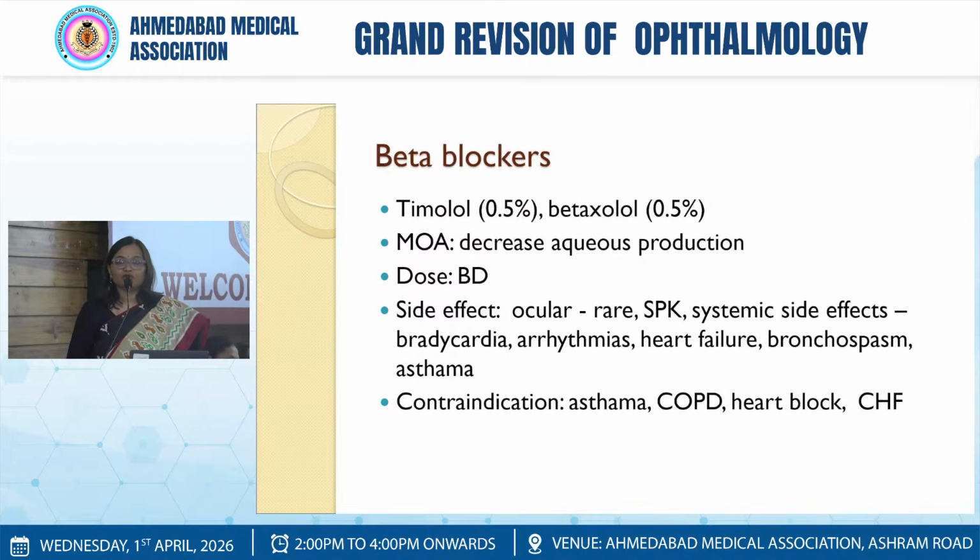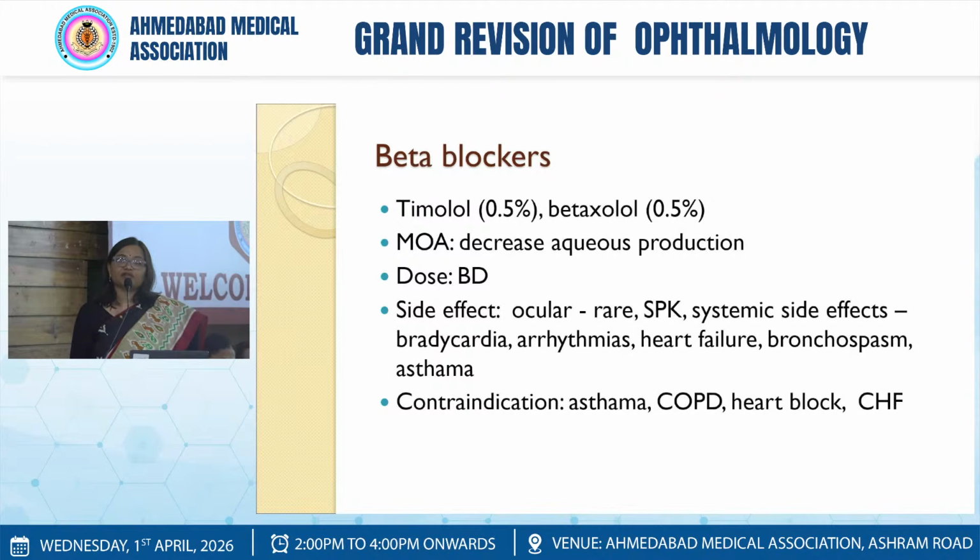Beta blockers were the first choice of drug because they have very few side effects and are very cost effective. Two main beta blockers used are timolol and betaxolol. Betaxolol is a beta-1 selective beta blocker. The mechanism of action is that it acts on beta receptors and decreases aqueous production. The dosage is 2 times a day.